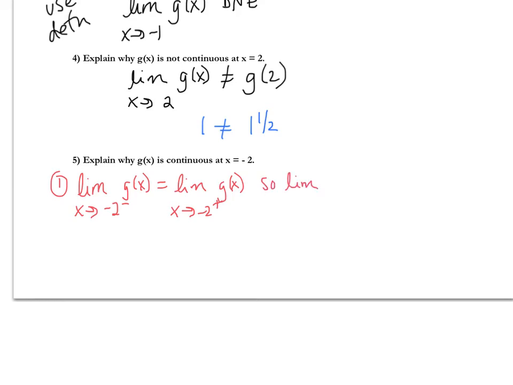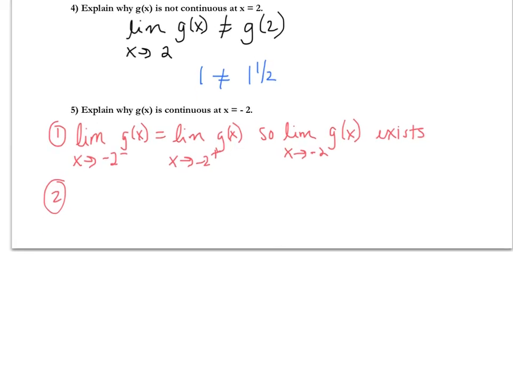So the limit as x approaches -2 of the function g of x exists. So we've taken care of our first criteria. Now we look at our second criteria, which is just seeing if the function is defined. At the x value of -2, g of -2 is equal to 0. So the function is defined.